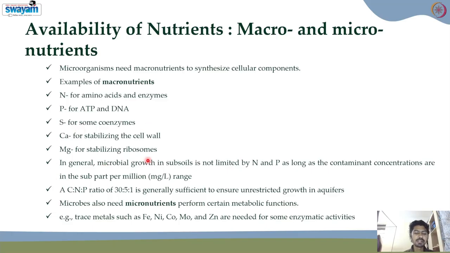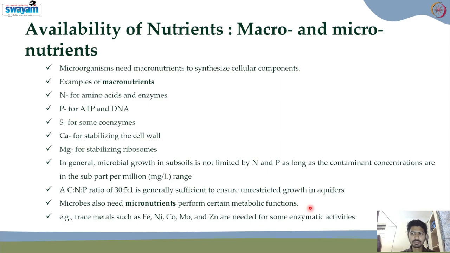And in general, the microbial growth in the subsoil is not limited by nitrogen and phosphorus, as long as the contaminant concentrations are present in very minute amounts, which is at the ppm level. In 1 liter, there will be some mg of pollutant. And in case of aquifers, a carbon:nitrogen:phosphorus ratio of 30:5:1 is normally observed, and it is sufficient to ensure unrestricted growth in case of aquifers.